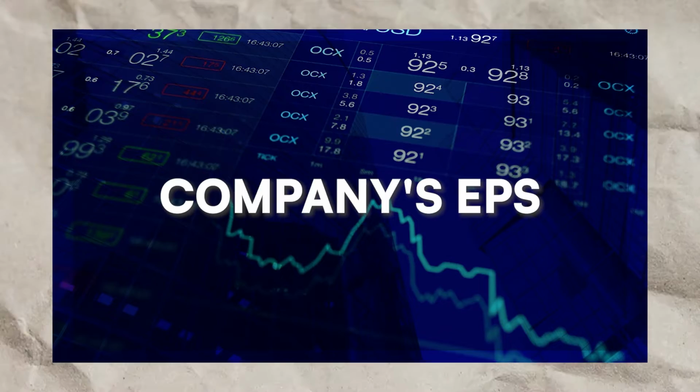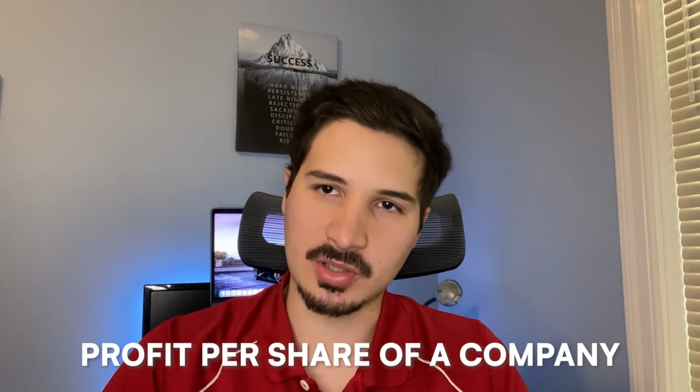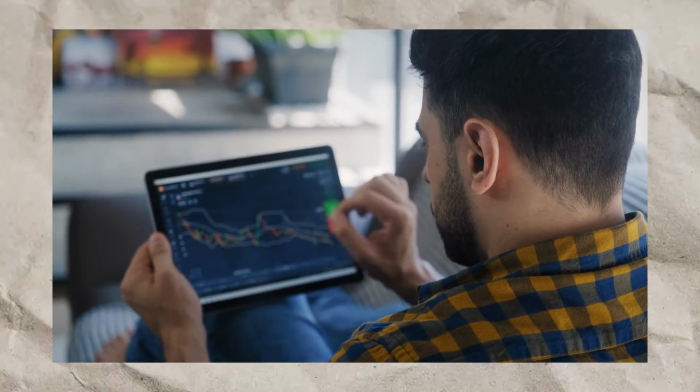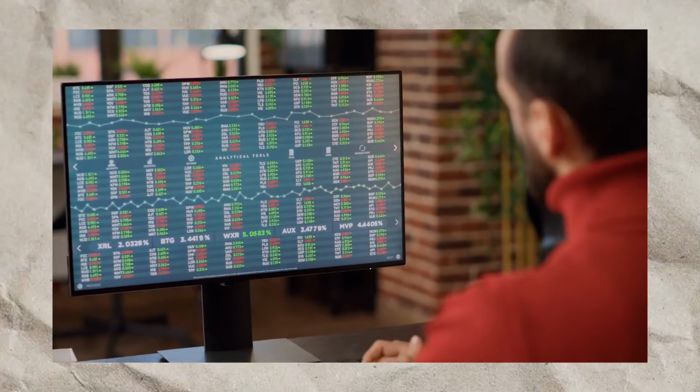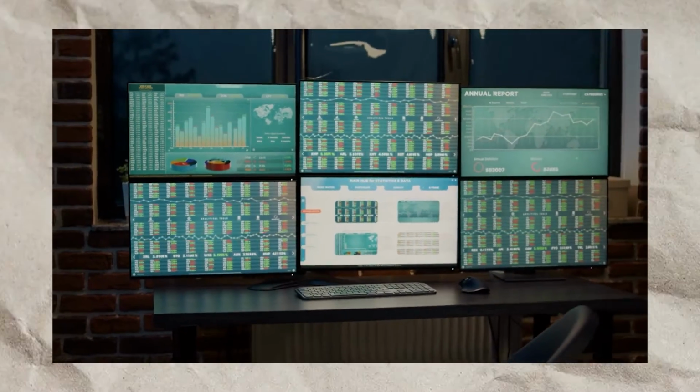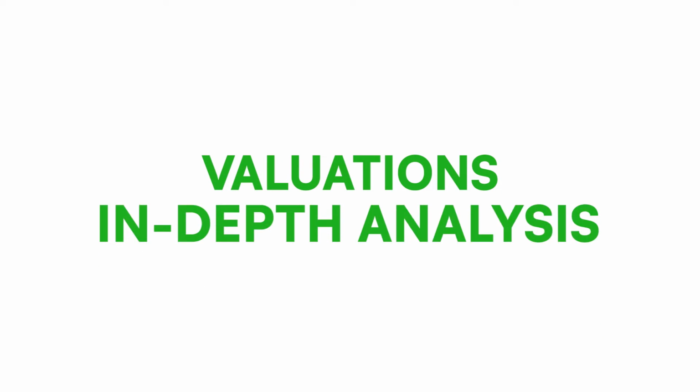Something that you hear quite often in the stock market is a company's EPS. This essentially represents the profit per share of a particular company. In order to analyze companies effectively, one of the key metrics that comes to mind when it comes to the EPS is the EPS growth rate. With this number, you can perform things like valuations and in-depth analysis.